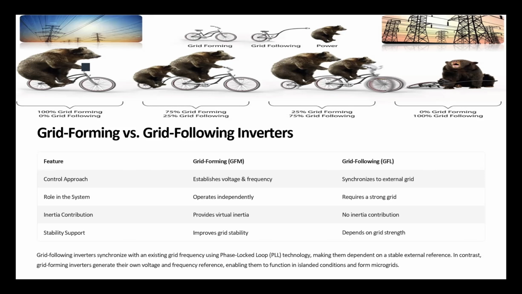inertia contribution. In grid forming, we provide virtual inertia. Why? Because the inverter would resist against the change in the terminal for voltage and frequency. That's basically the definition of the inertia. Okay, so it's kind of like virtual inertia. Okay, but grid following, there is no inertia, none, zero. Okay, so we don't have any resistance against the change. If there is any change, we follow it.